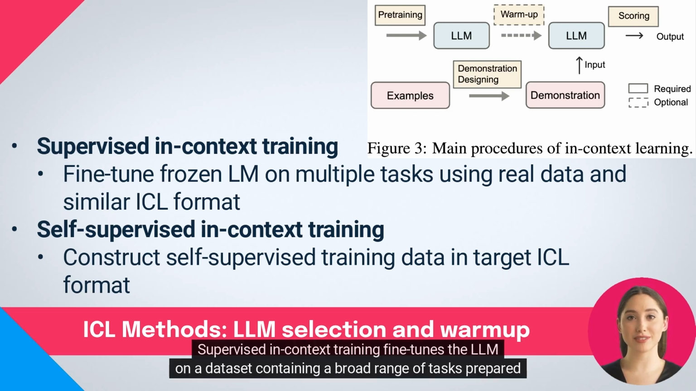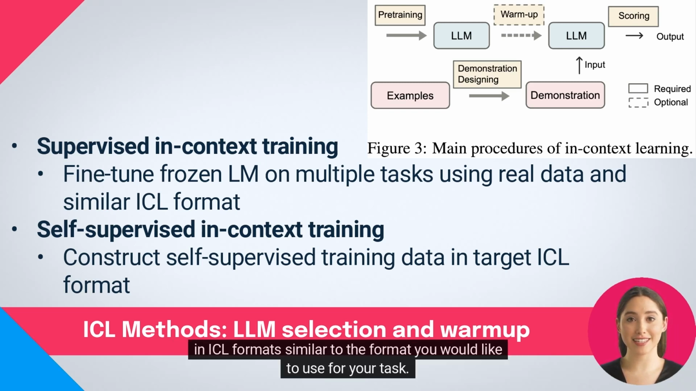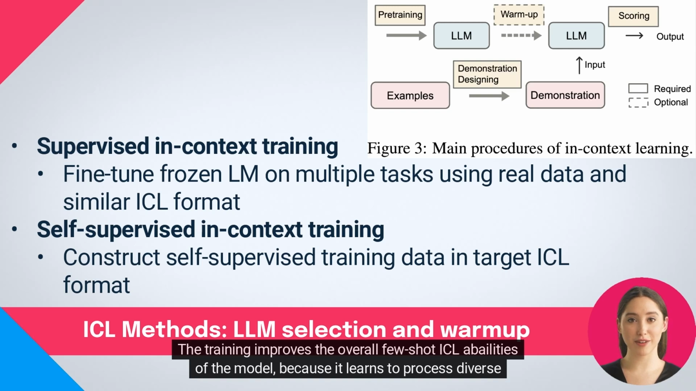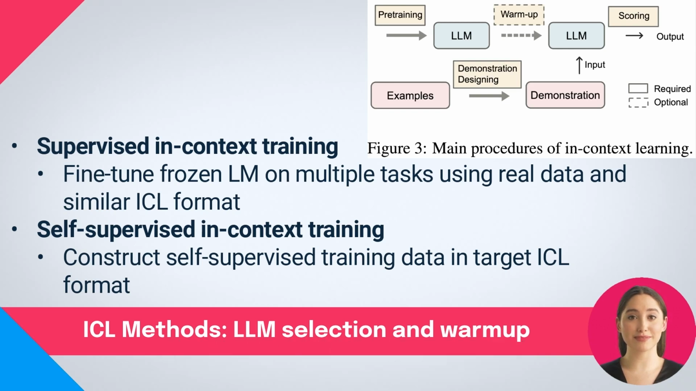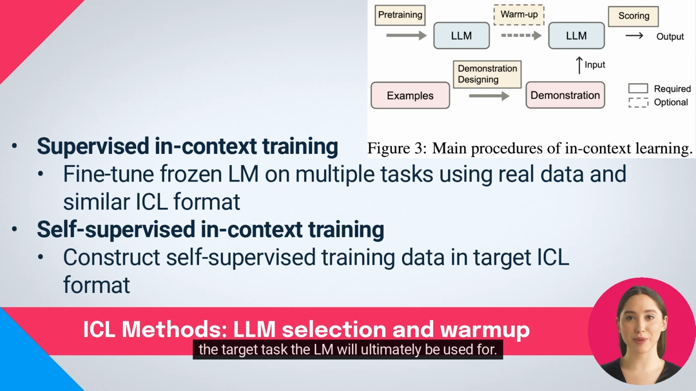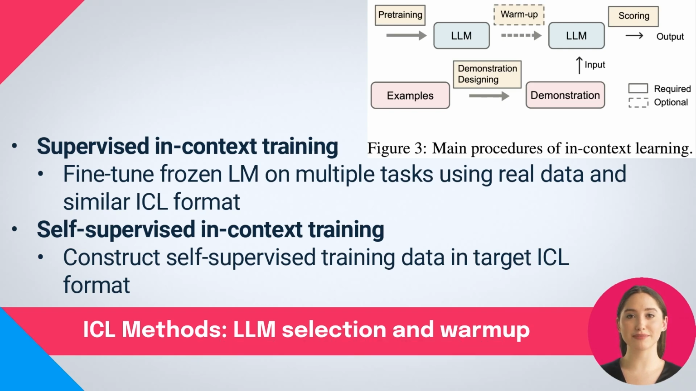Supervised in-context training fine-tunes the LLM on a dataset containing a broad range of tasks prepared in ICL formats, similar to the format you would like to use for your task. The training improves the overall few-shot ICL abilities of the model because it learns to process diverse ICL examples. Supervised in-context training works best when the tasks and datasets used are close to the domain of the target task the LLM will ultimately be used for.